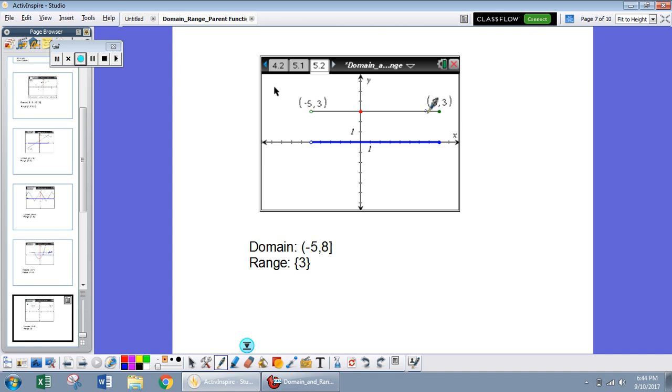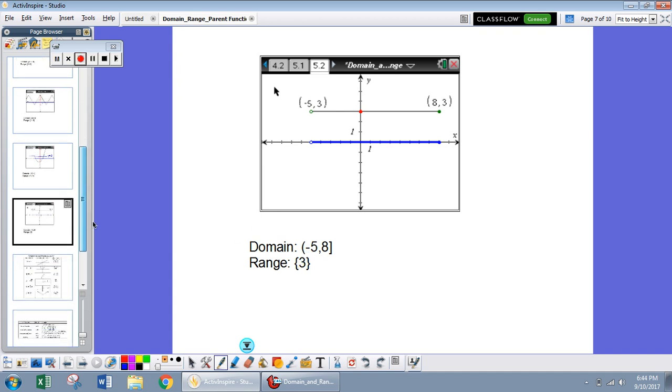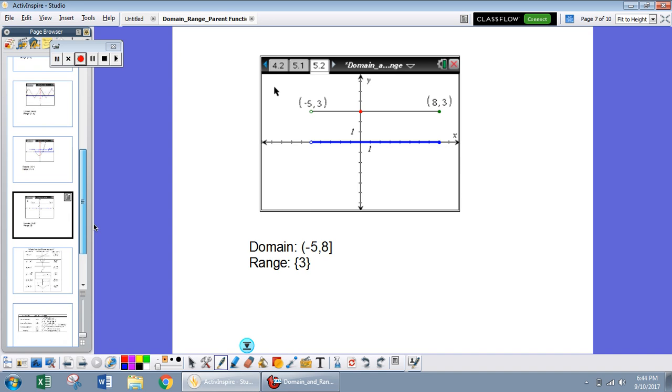What about the range? Well, look, how many y values do I actually have? And if you look, there's one red dot which tells us that the range is only 3. So sometimes people get a little tricked up with this one, but other than that, it's not too bad. So again, we want to think domain are left and right, all the possible inputs are x values, the range are all the possible output values.